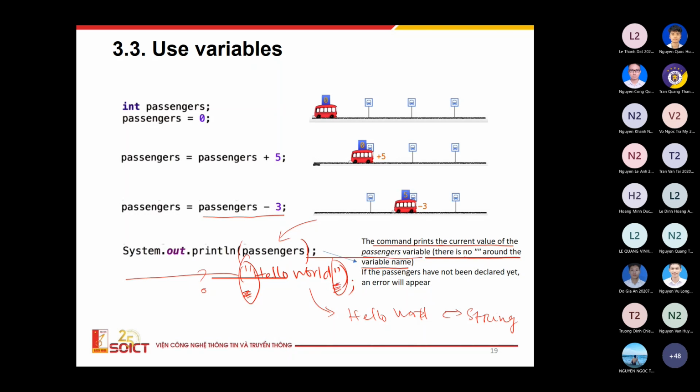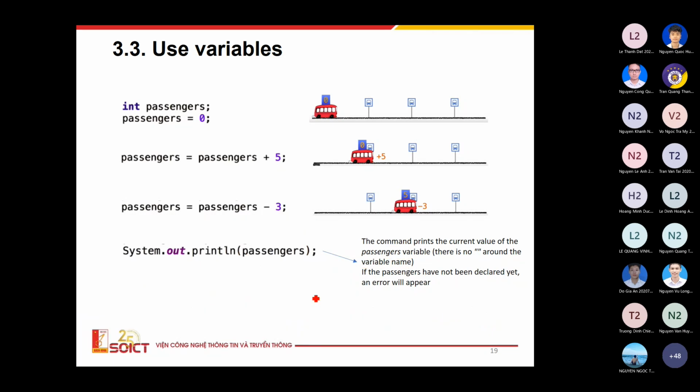Remember, if you write out something like this, System.out.println, open parenthesis, passenger, what will be printed out? It is passenger. Yes, it will be different using double quote and without double quote. Remember, if you use double quote, it will print exactly this string. But if you don't use the double quote, it will use the current value of the variable. So remember this, for someone who has never programmed.